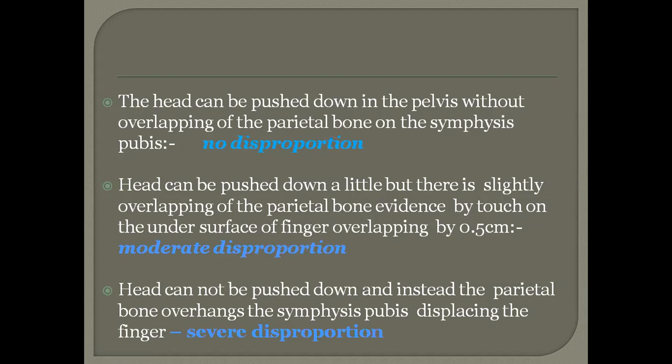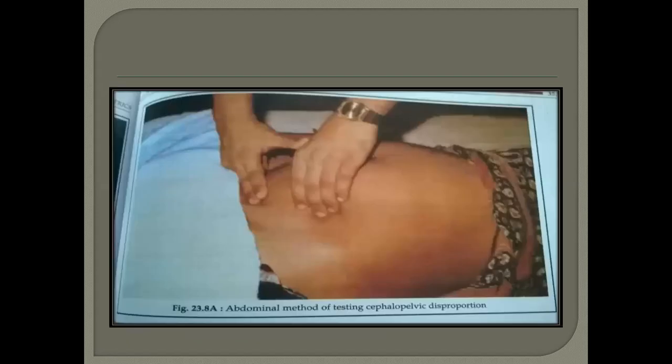Here the mother will be in dorsal position, thighs flexed. The left hand will be grasping the fetal head abdominally. The fetal head will be held by the examiner using the left hand. The right hand index and middle finger will be kept over the symphysis pubis. Then a downward as well as a backward pressure is applied. The examiner will be pushing the fetal head downward as well as backward. The overlapping we have to see using these fingers.